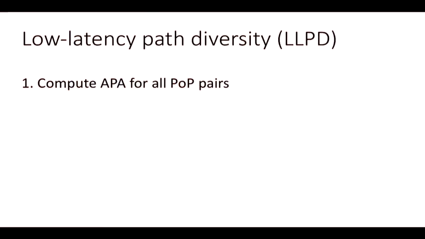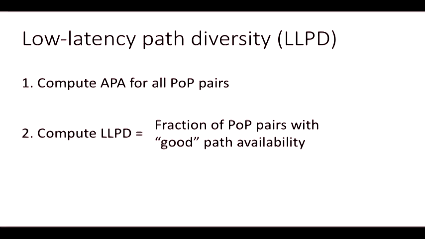Okay, so we have this for a single pair of POPs. How can we condense this to a single metric for the entire topology? Well, we need to compute this for all POP pairs. And then what we can do is compute the fraction of POP pairs that have good path availability. And this will be our metric.